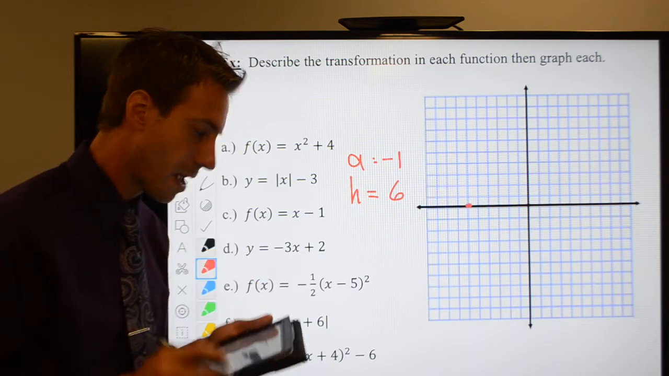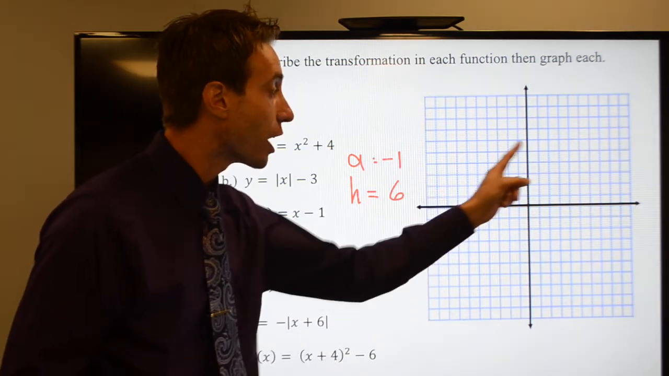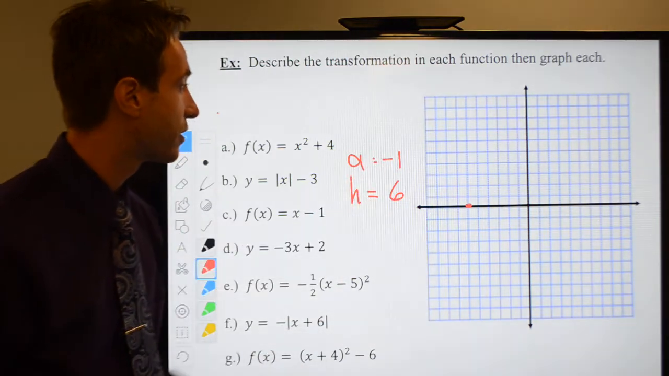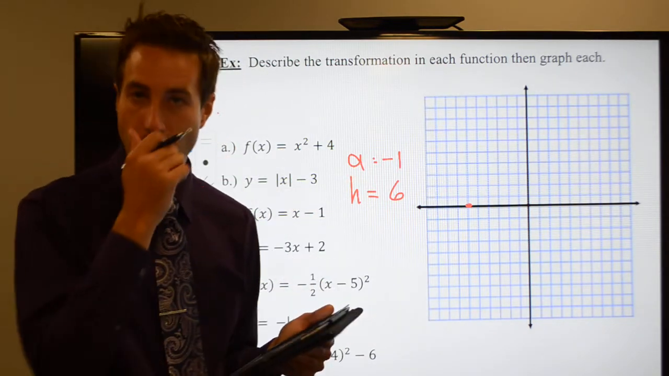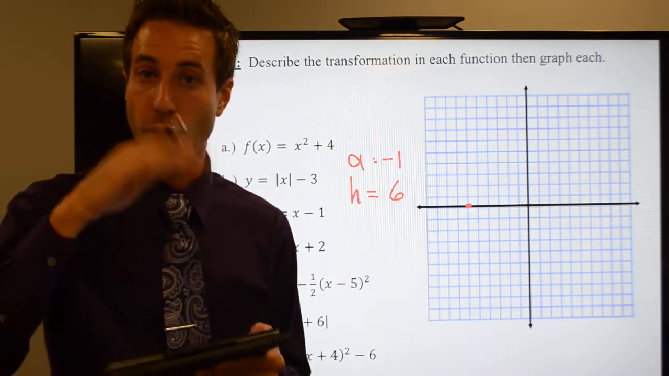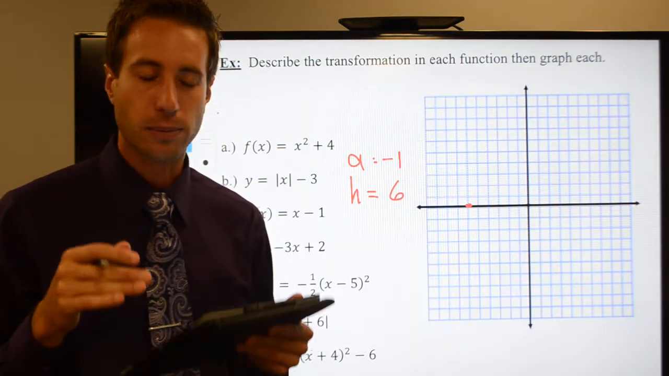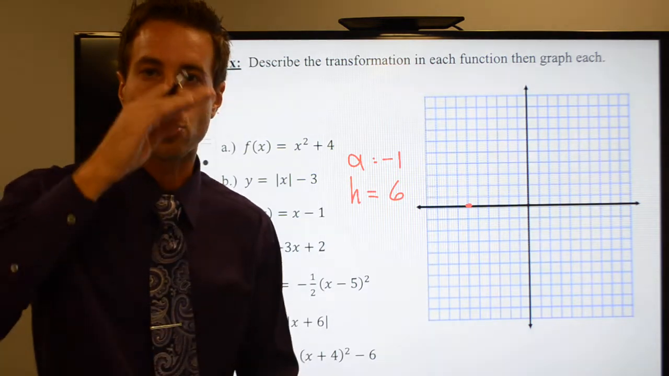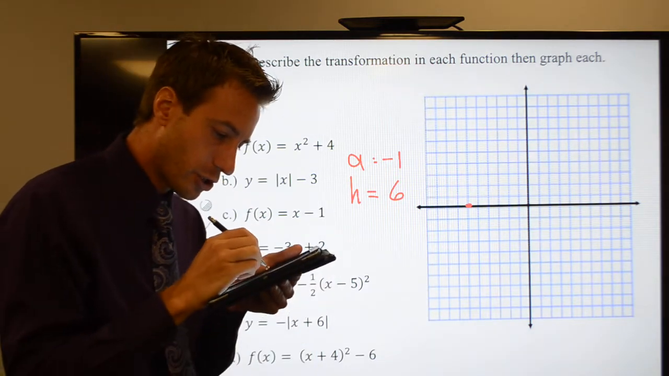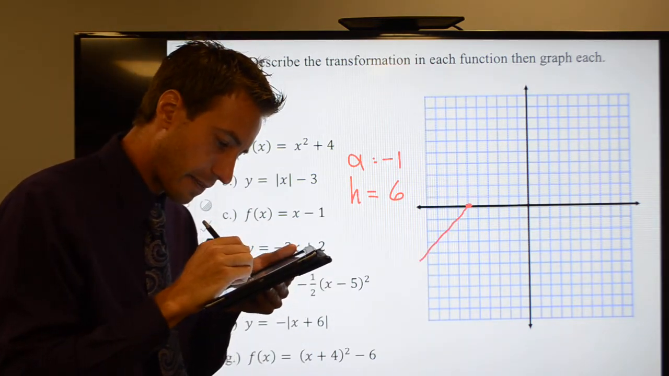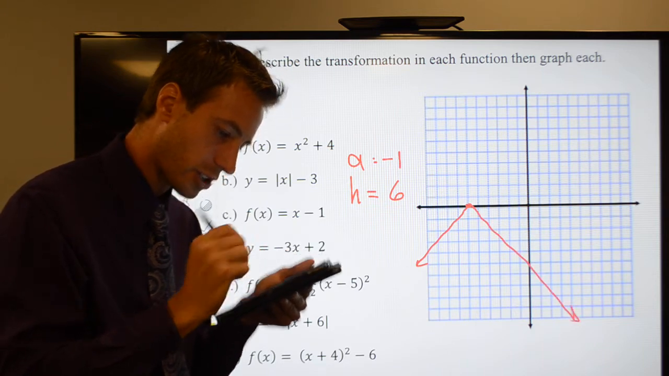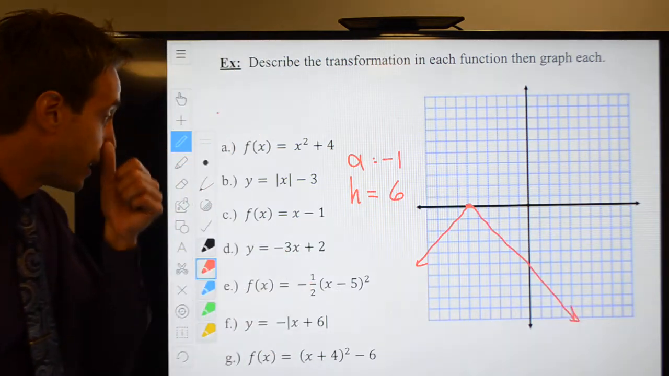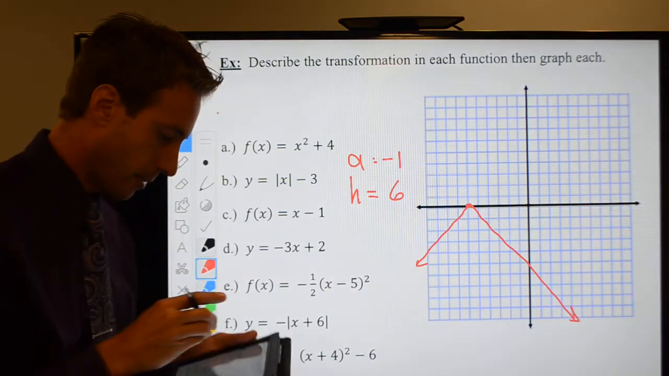There it is. My v would originally open up, but since the negative sign, it's now going to open down. I don't have any sort of dilation, no vertical or horizontal, no vertical stretch or compression. So it just should look like a standard V. Don't make it extra wide. Don't make it extra skinny, right? Just draw yourself a nice little V like that, and you're all set. Here we go. Let's try another one.